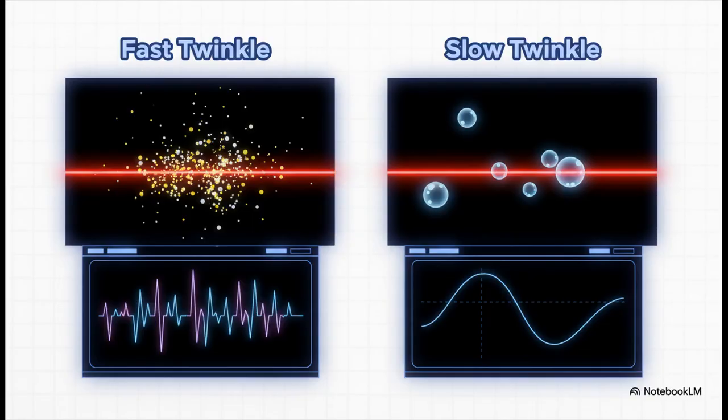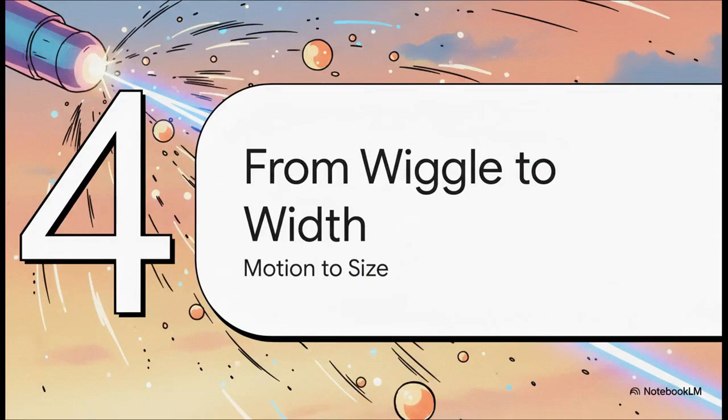And here's the crucial part. The speed of that twinkling tells us exactly how fast the particles are jiggling around. Small, fast-moving particles, they create a really rapid, almost frantic twinkle. Big, slow-moving particles create a much slower, lazier change in the light. Okay, so we've got the twinkle speed. Now, how do we get from that information to an actual physical size?